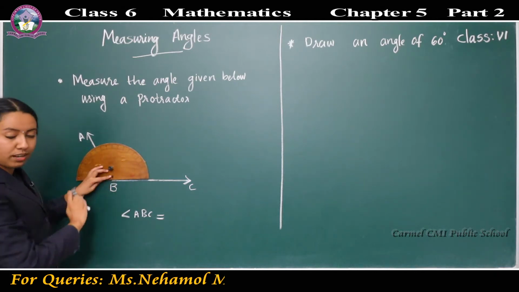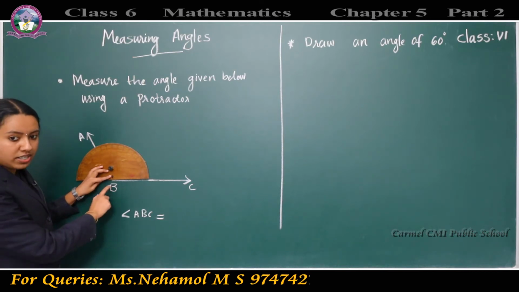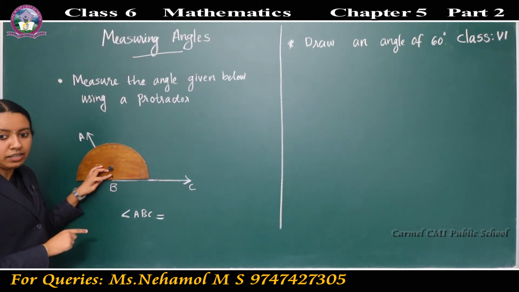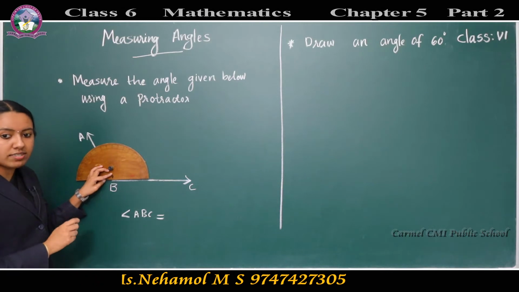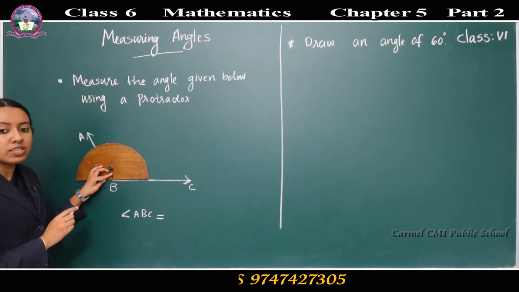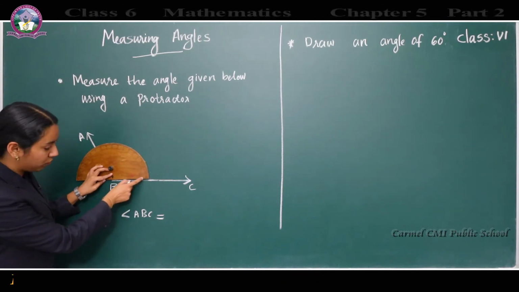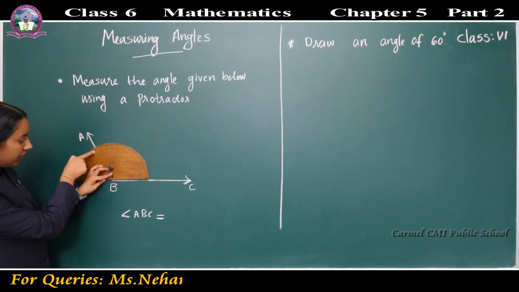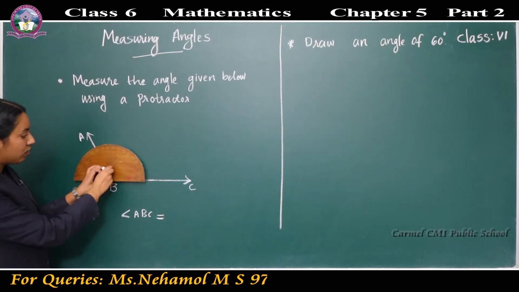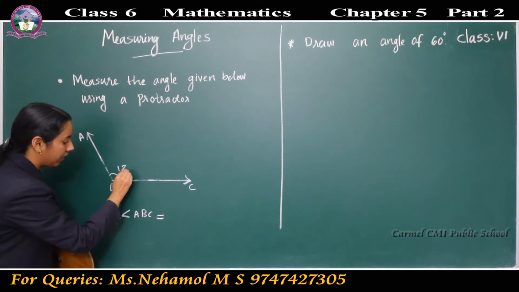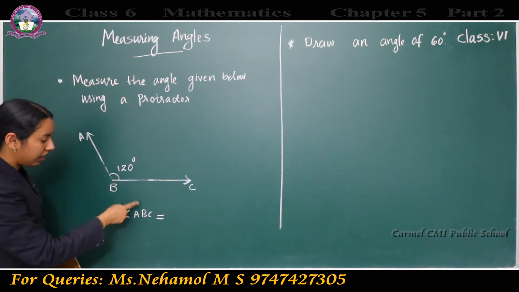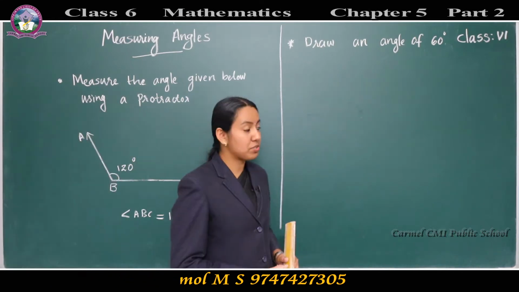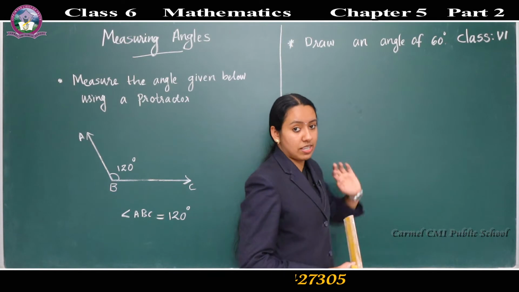Then there are two scales on a protractor. Adjust the protractor so that BC is along the straight edge of the protractor. Then read the scale which has the 0 degree mark coinciding with the straight edge. Here is 0. We have to read from here up to the ray BA. Here it is 120 degrees. So this angle will be 120 degrees. Angle ABC is equal to 120 degrees.